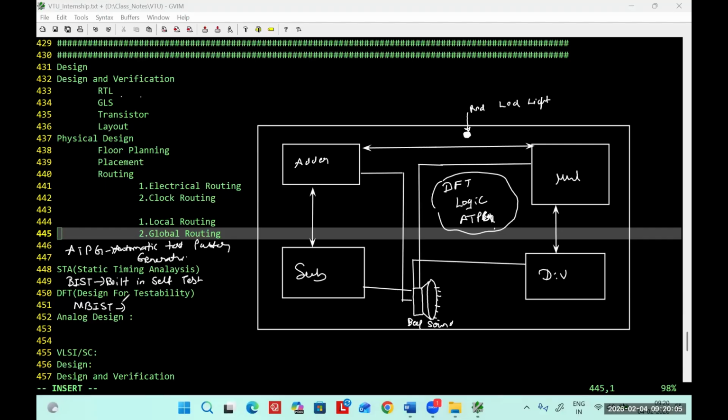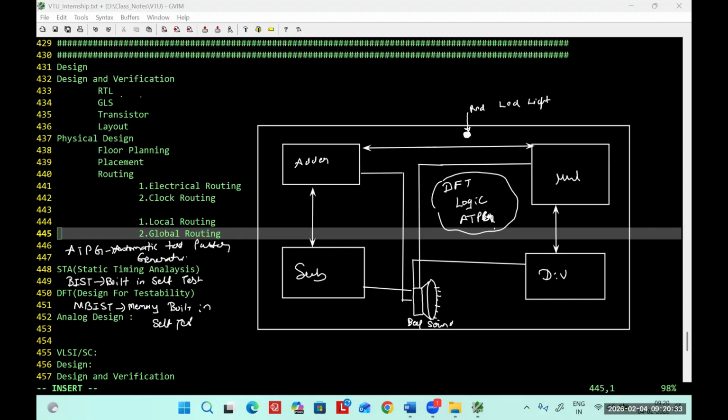If you have a memory, see, normal calculator and scientific calculator, do you find any difference? In a normal calculator, can you store anything? Okay, but in a scientific one we have an option for storage also. Memory will be there. Yes, okay, sir. Memory built-in self-test. All this logic will be there in the DFT.